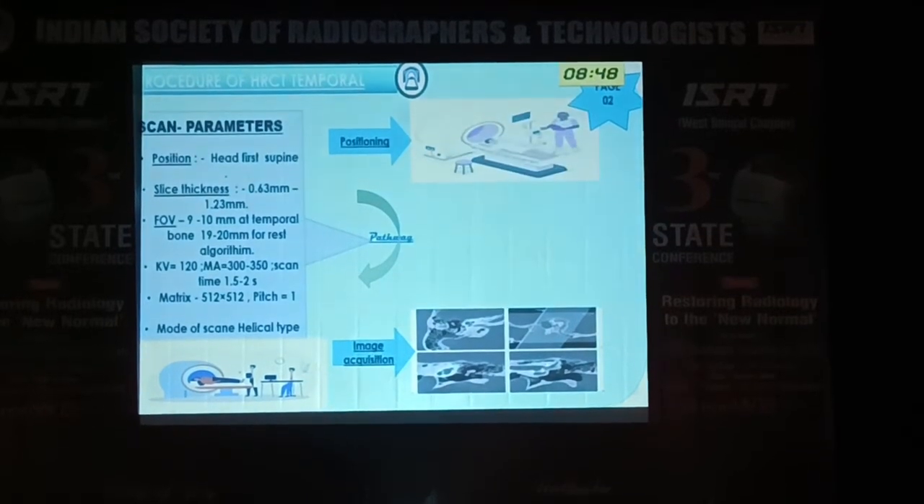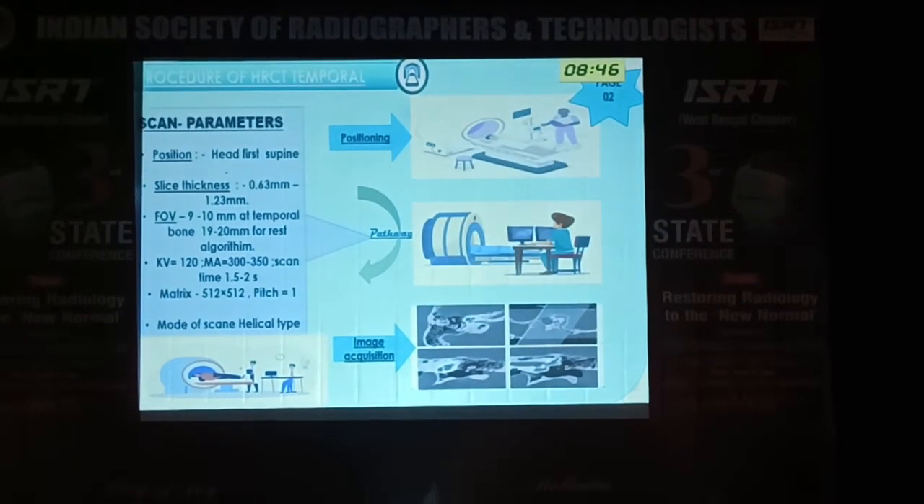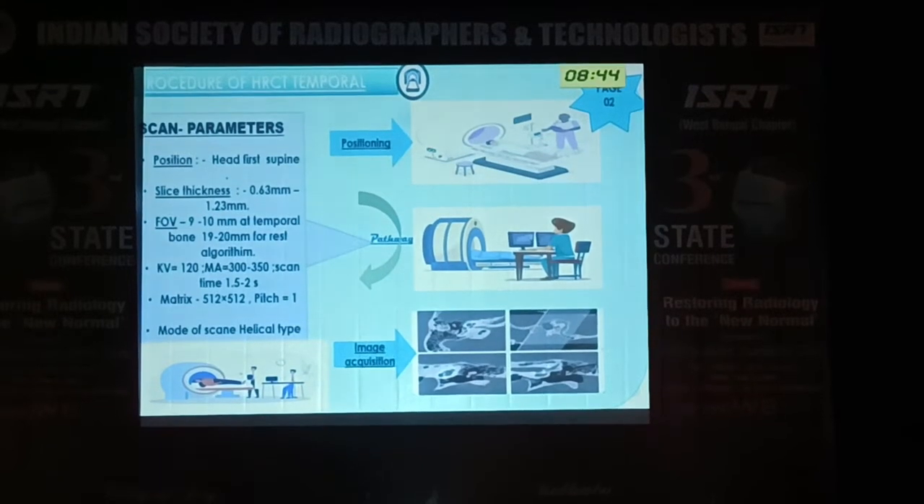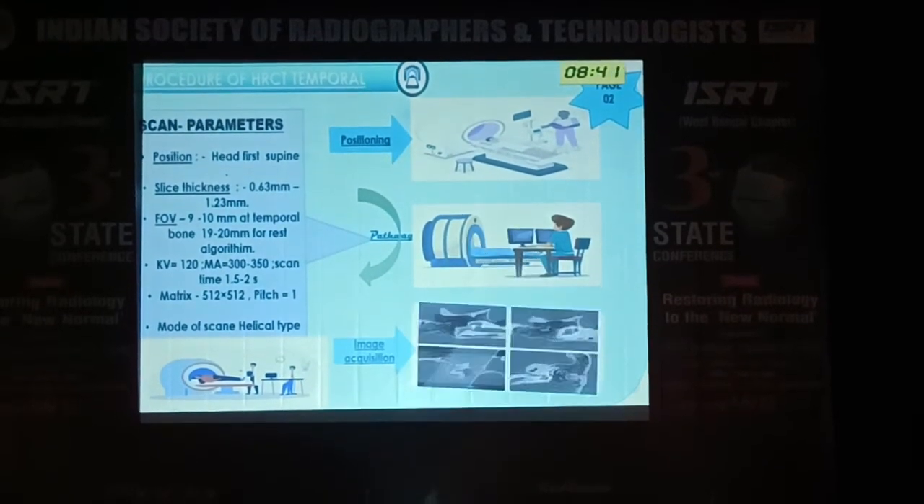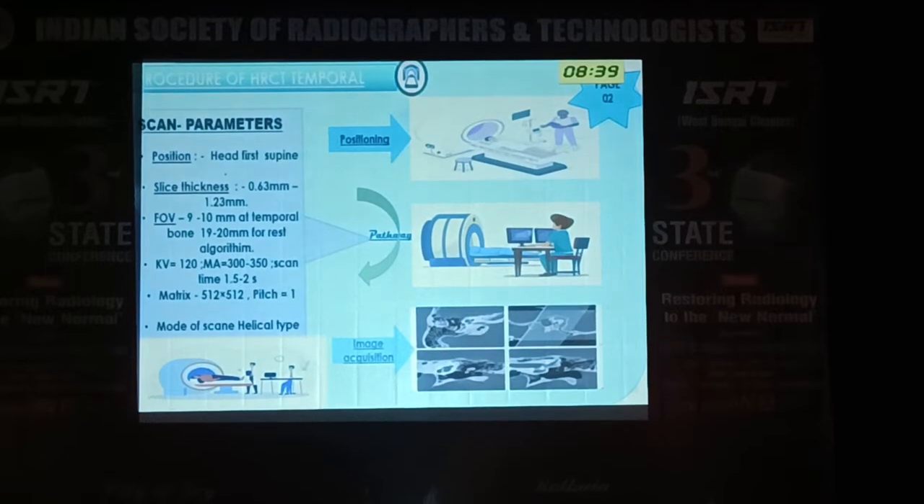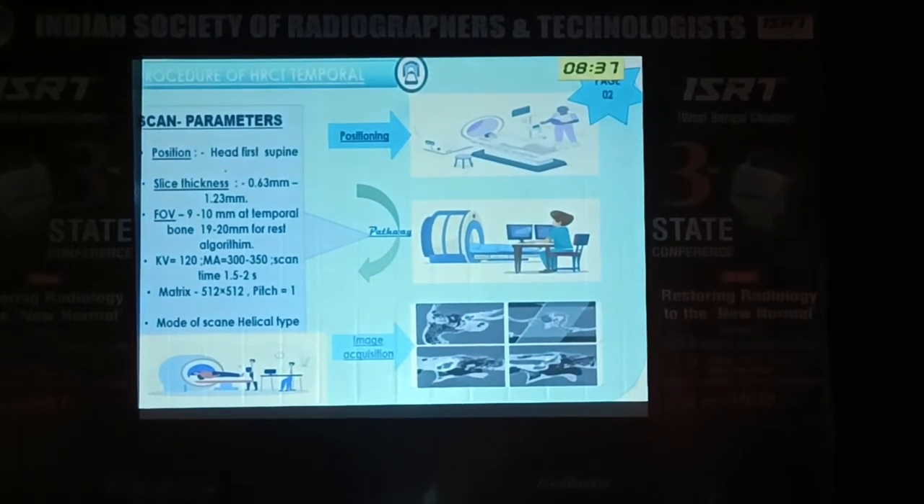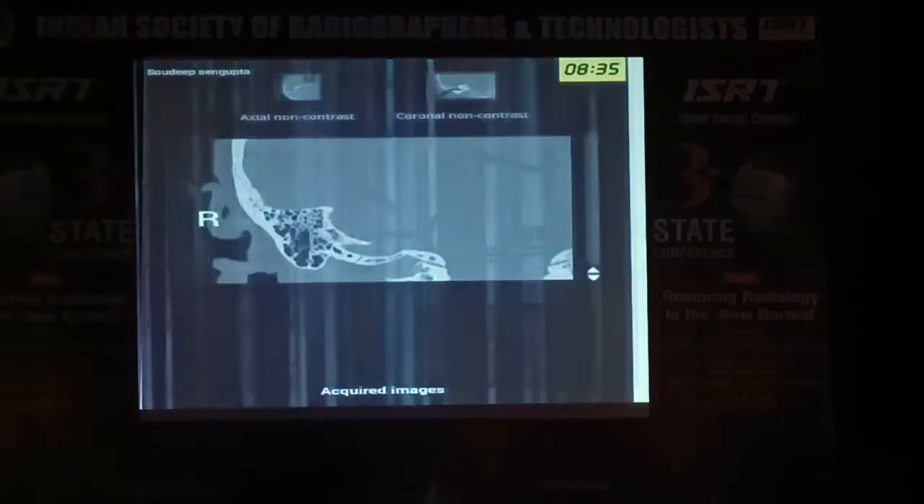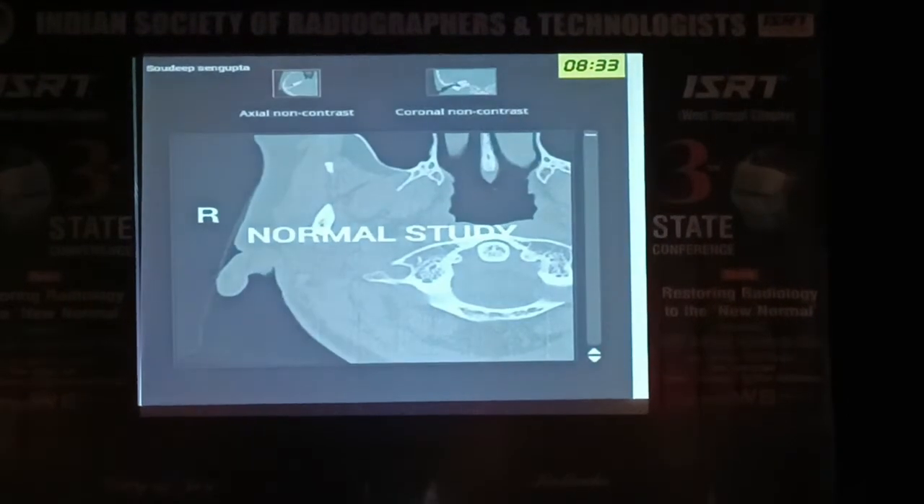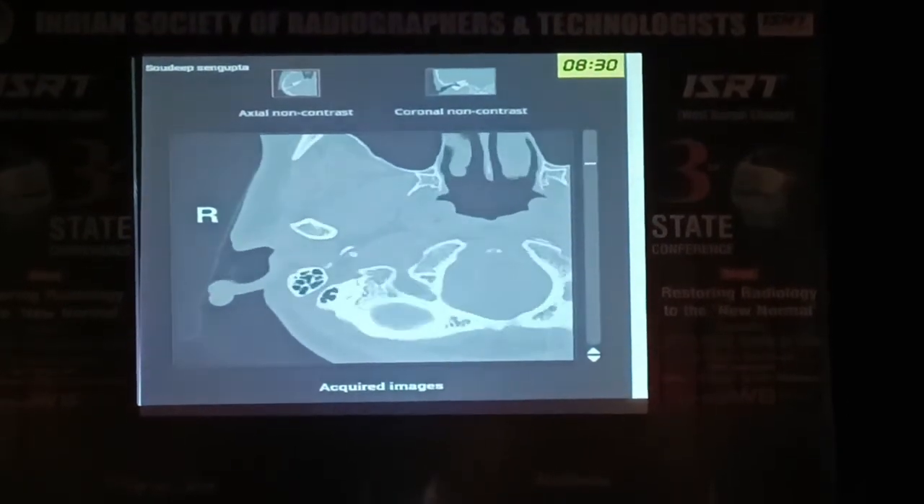So positioning is head first supine. Now the acquisition pathway, in which we set the parameters and the image acquisition, so that we get the images. We get the raw data, then we reformat it for our own purposes. This is the normal study of a normal patient having an HRCT temporal bone.